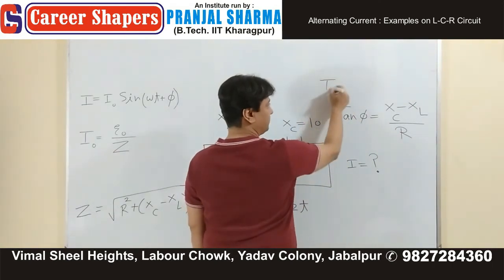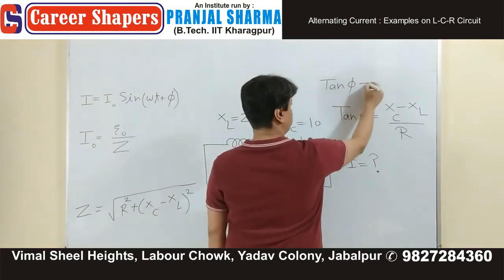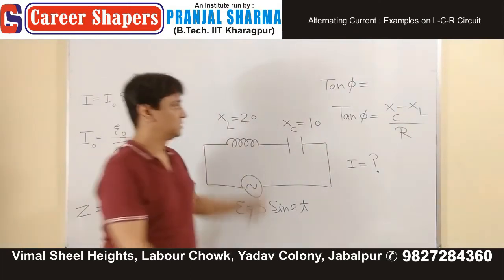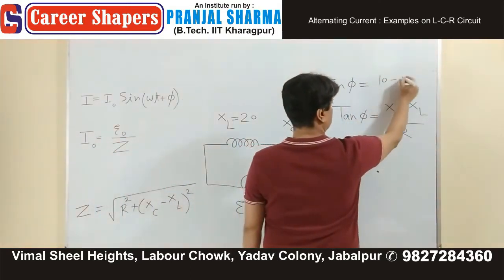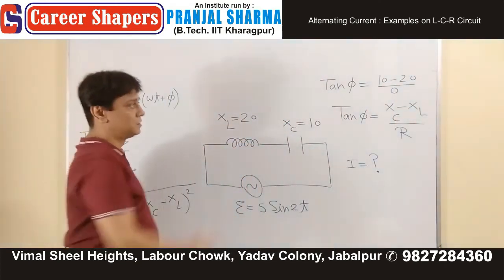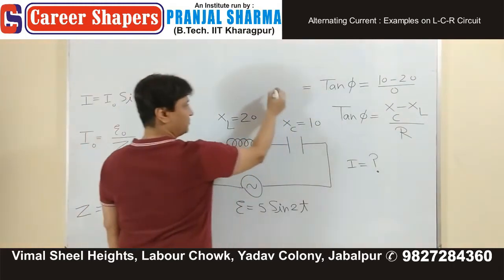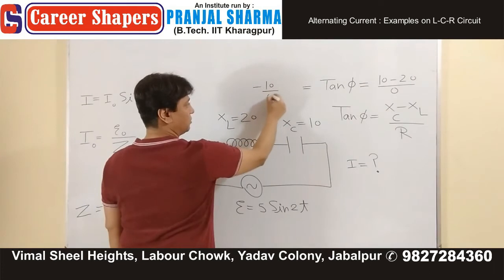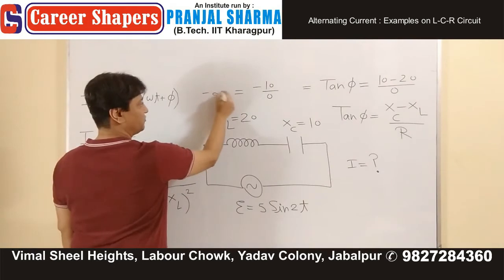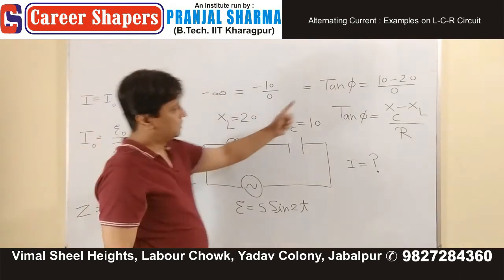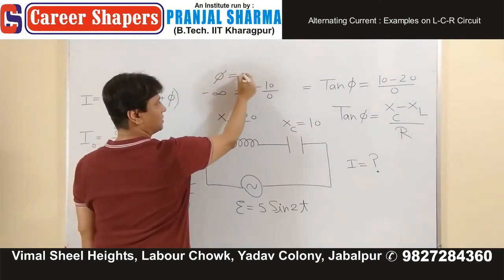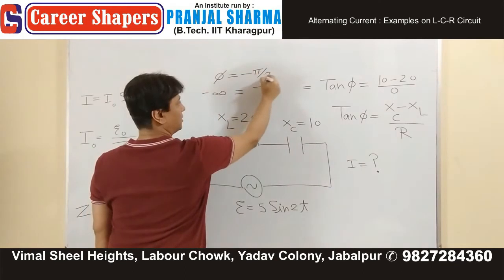So if I ask you what is phi, you will use this formula. What does it say? Tan phi is Xc minus Xl divided by R, which is not present. What is tan phi? Tan phi is coming minus tan upon 0. What is minus tan upon 0? Minus infinity. Tan phi is coming minus infinity, that means phi is coming what? Minus of pi by 2.